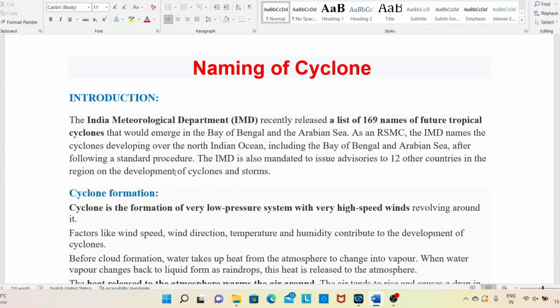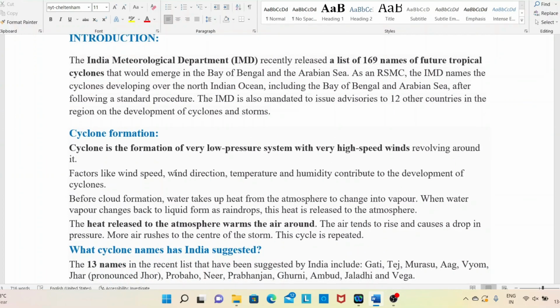Let's see about cyclone formation. How are cyclones formed? Let's see a few points about cyclone formation. A cyclone is the formation of a very low pressure system with very high speed winds revolving around it. Here the pressure should be low and the speed of the wind should be high.